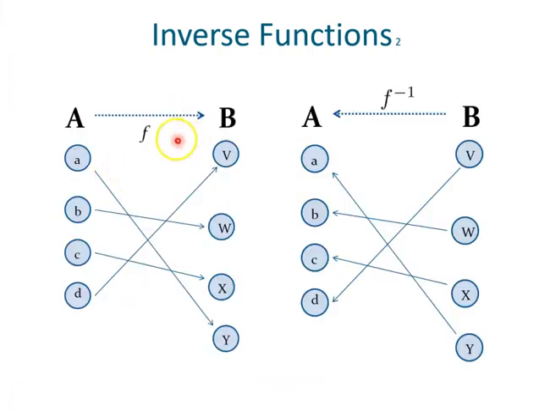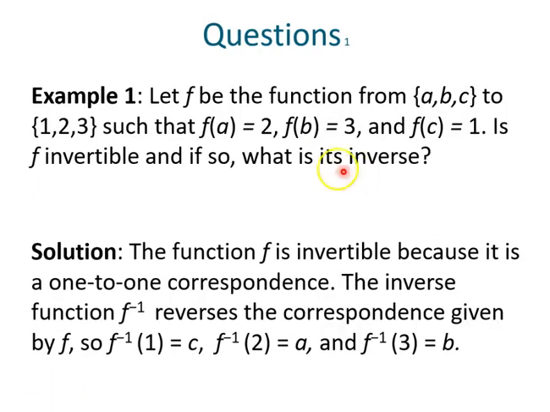So we simply reverse the arrows to find the inverse function. In this example, it is clear that f is a bijection from A to B, so it has an inverse function, and the inverse function of f sends B to A, and we simply reverse the arrows. This arrow here for f points from D to V, and here we have an arrow pointing from V to D. And we do this for each of these arrows to get the diagram of the inverse function of f.